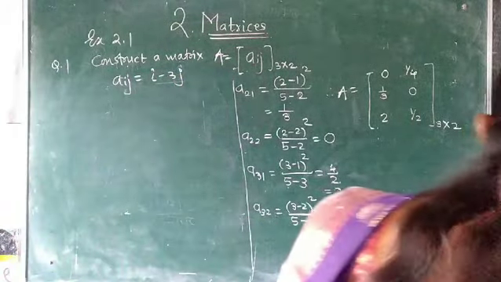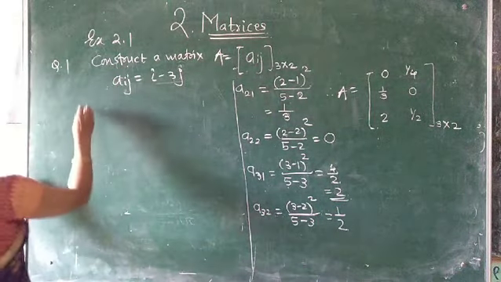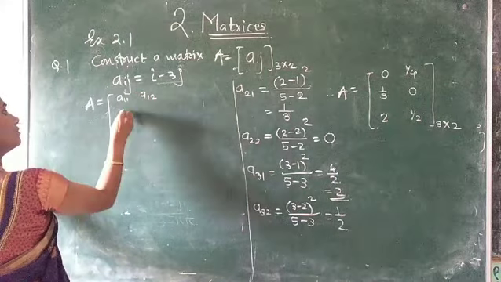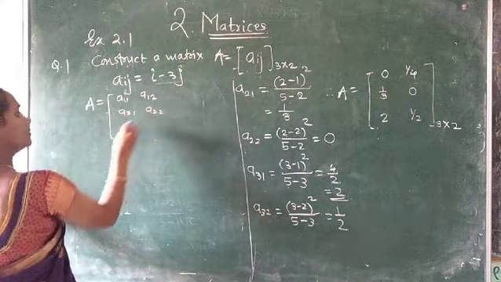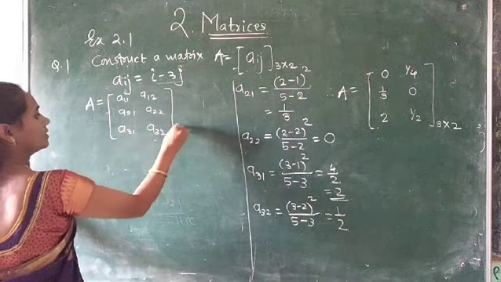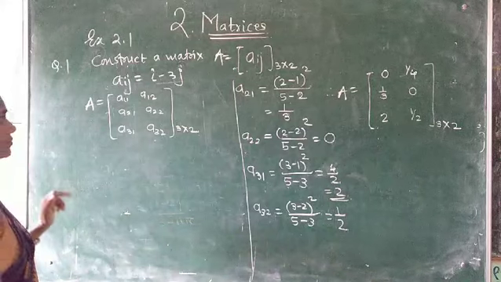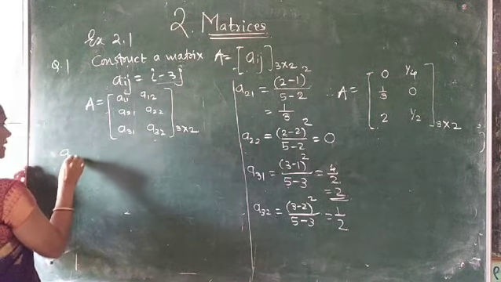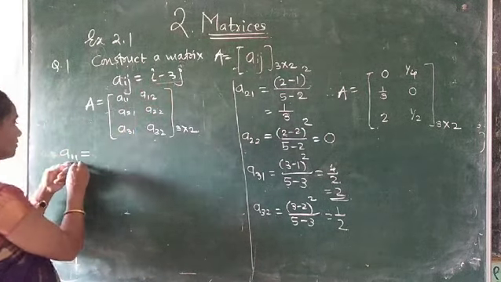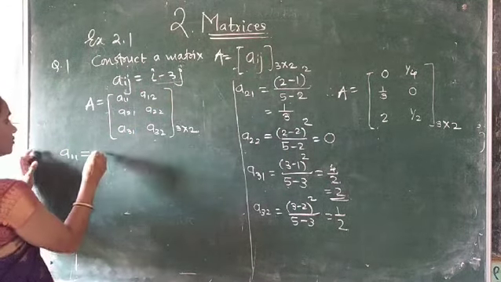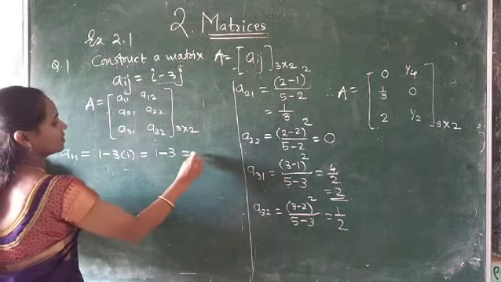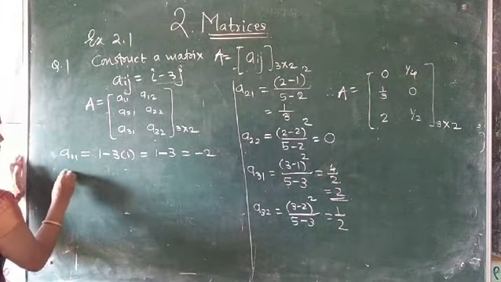So first write our matrix A: A11, A12, A21, A22, A31 and A32. These are of order 3 by 2. So the first element we have to find is A11. So i minus 3j. Here the value of i is 1 and j is 1. So 1 minus 3 into 1, 1 minus 3, which is equal to minus 2.